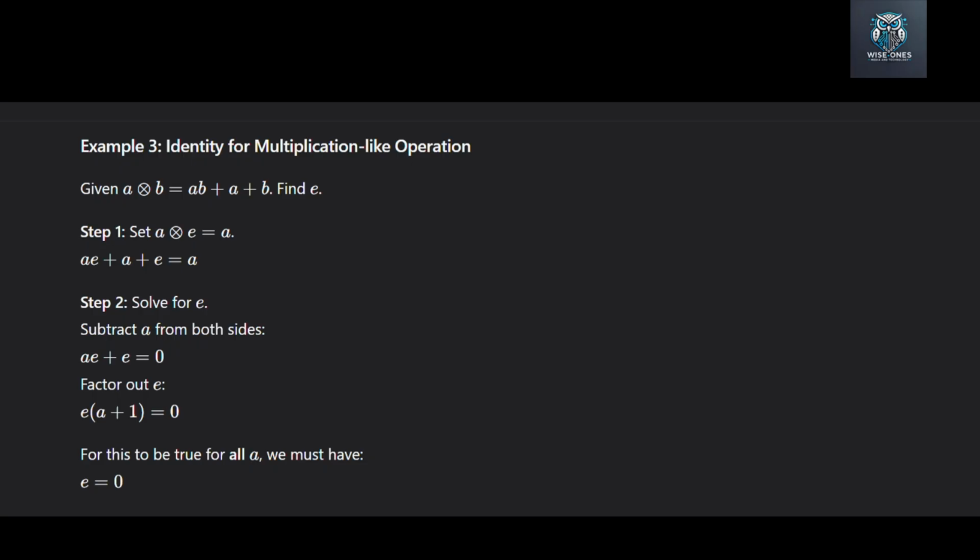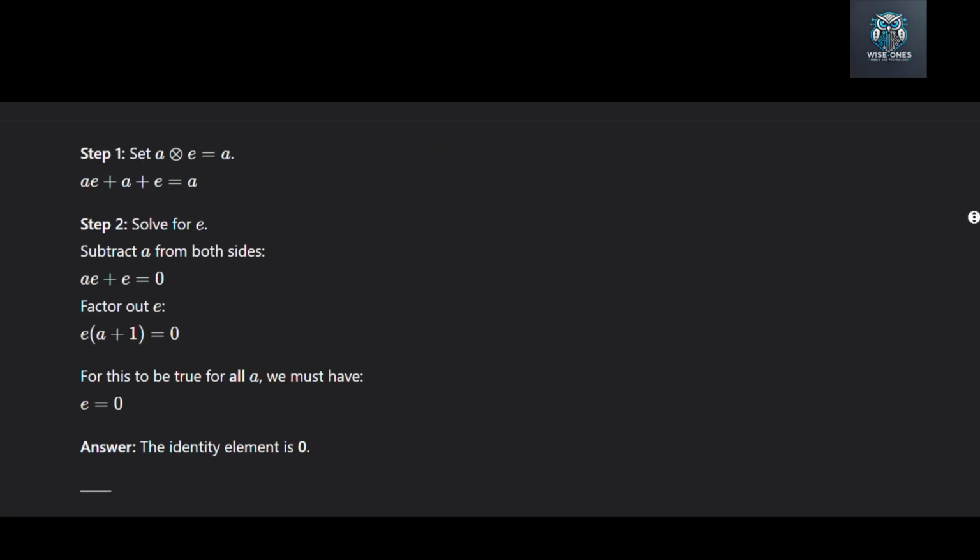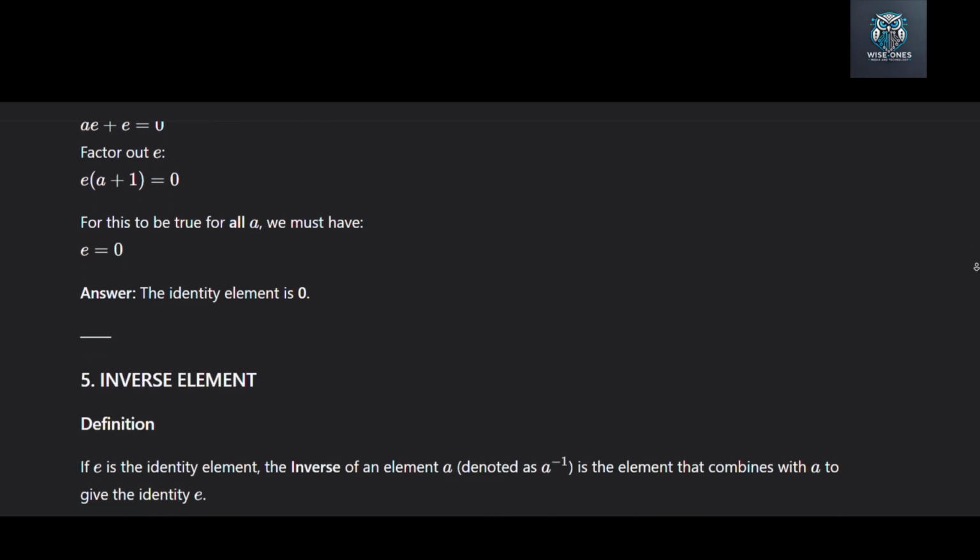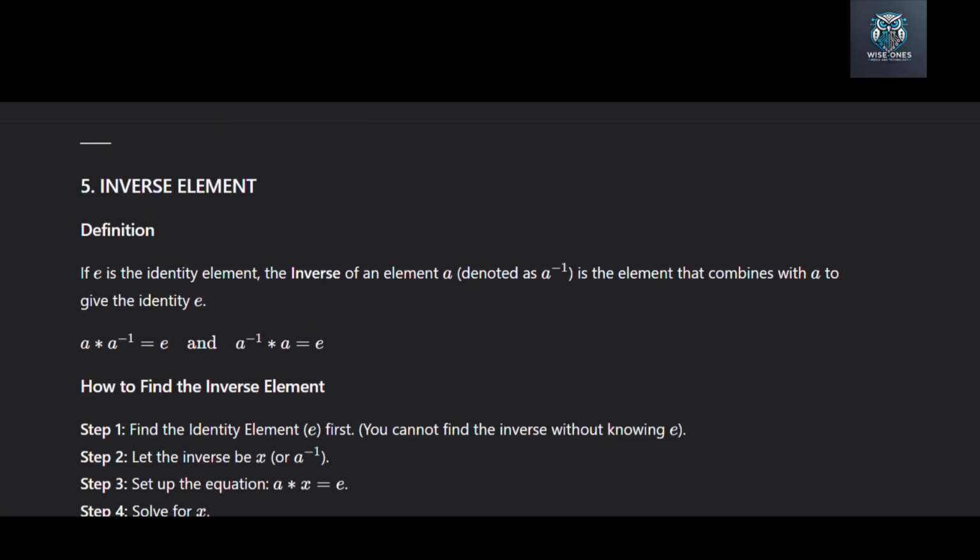Now let us move to section 5, inverse element. This builds on what we just learned. What is the inverse element?